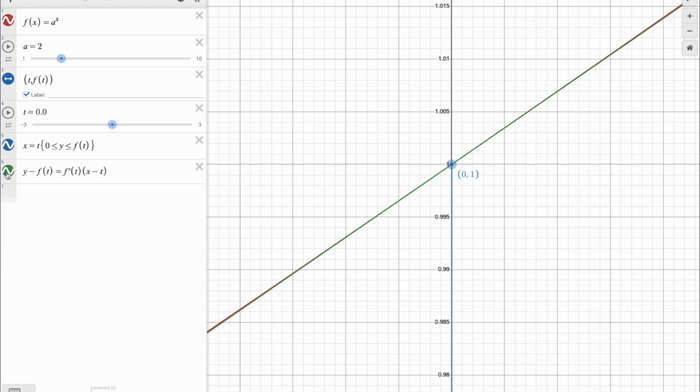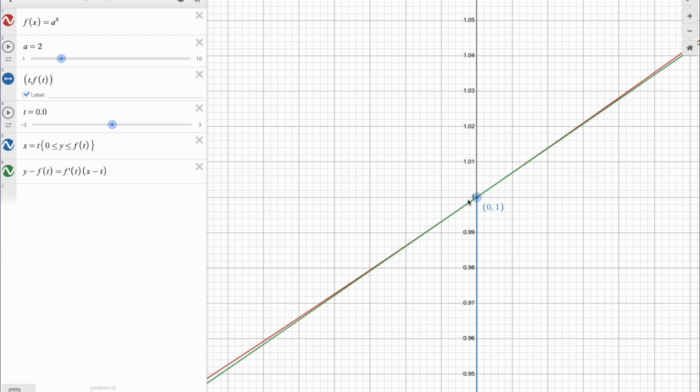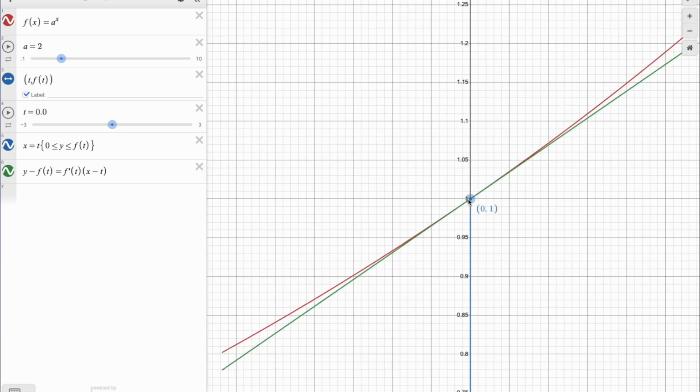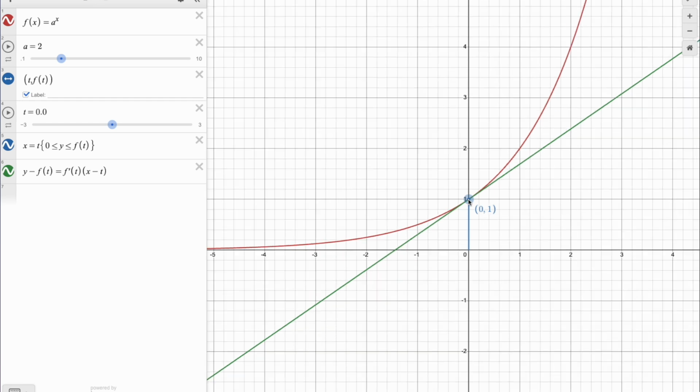And you can barely tell that the green line and the red curve are different. But as I zoom out, you will be able to see that the green line is in fact a line, while the red graph is in fact a curve, an exponential curve. Now the difference is clear.